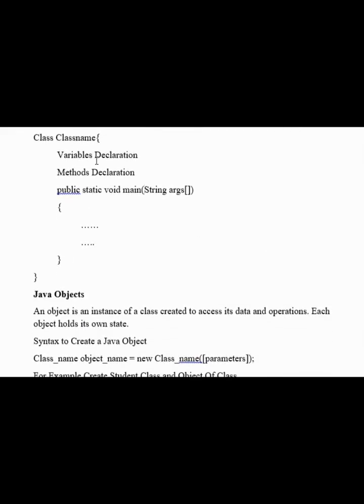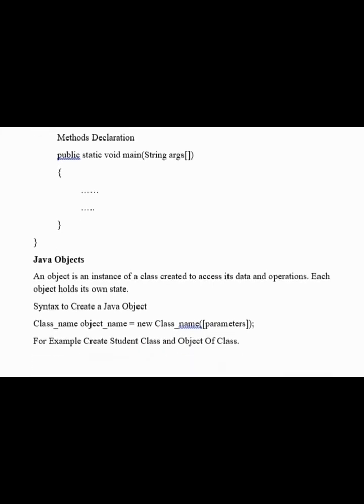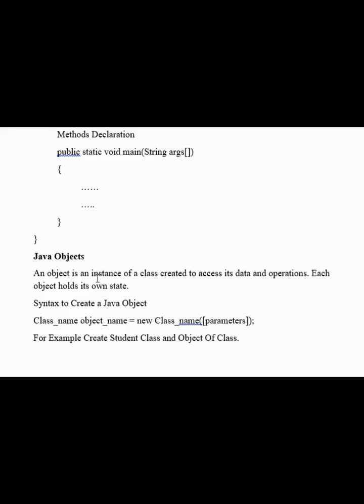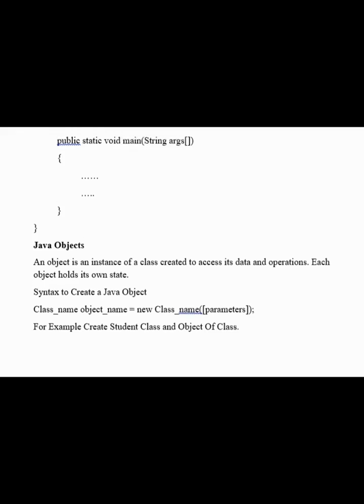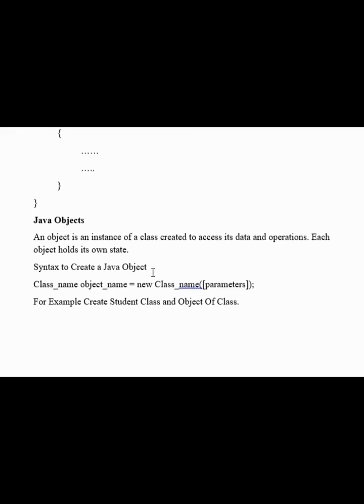Then the Java object. An object is an instance of a class created to access its data and operations. Each object holds its own state. Syntax to create a Java object: class name, object name is equal to new class name and parameters of that class name. For example, create a Student class and an object of that class.